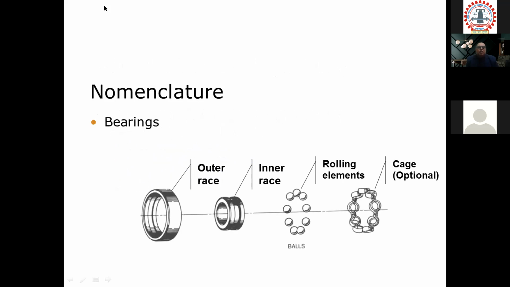Let's go to the nomenclature of the bearing. A typical bearing would have an outer race, an inner race. Can you see the pointer? Very much, Rajesh. Go ahead. I'm using the pointer for the first time in a presentation, so I'm just making sure. It would have a rolling element which may look like a ball or a roller. And finally, there can be a cage. Cage is optional because there are many bearings which are cageless.